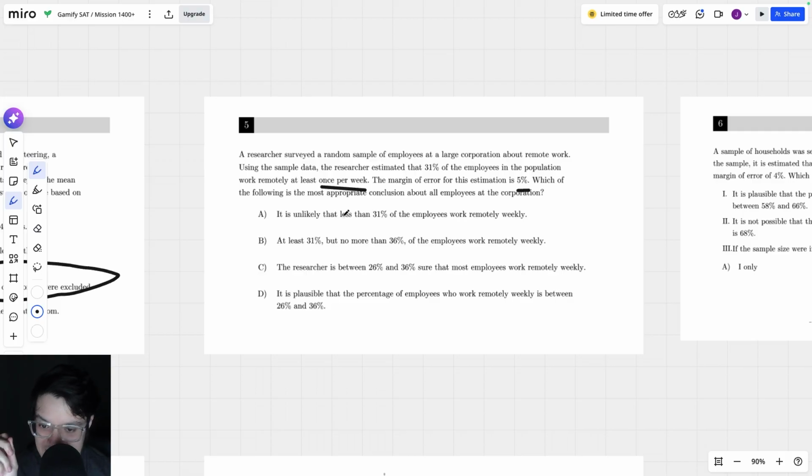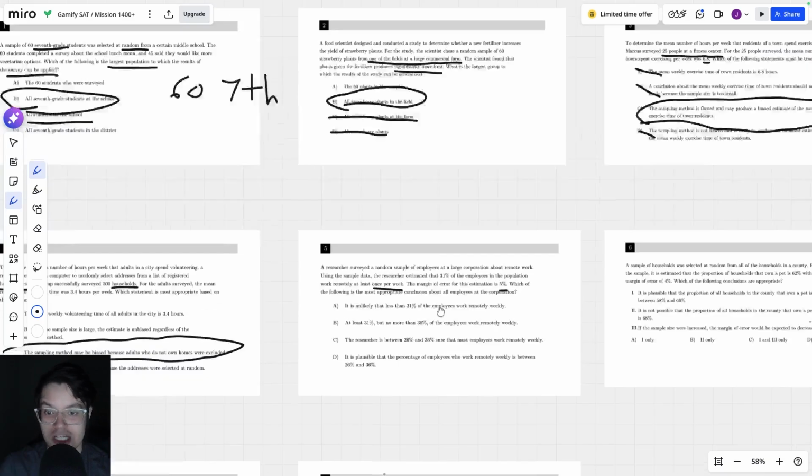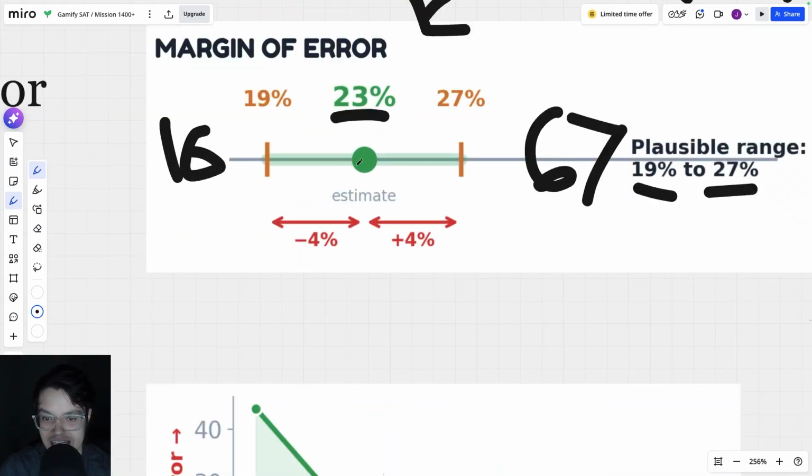Okay, let's look at this first one. It is unlikely that less than 31% of the employees work remotely weekly. That completely ignores this whole idea of the margin of error. We're saying here that we're not sure if it's exactly at this one mark. It could be below or higher than that.